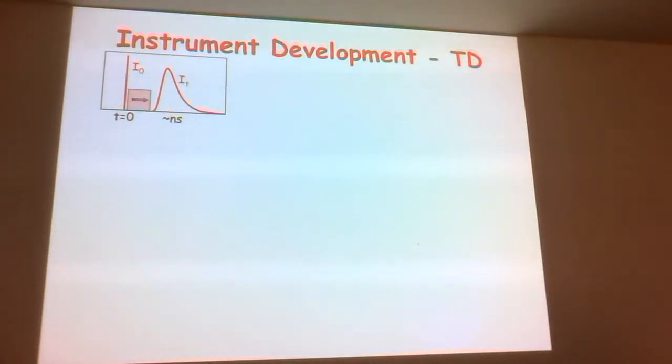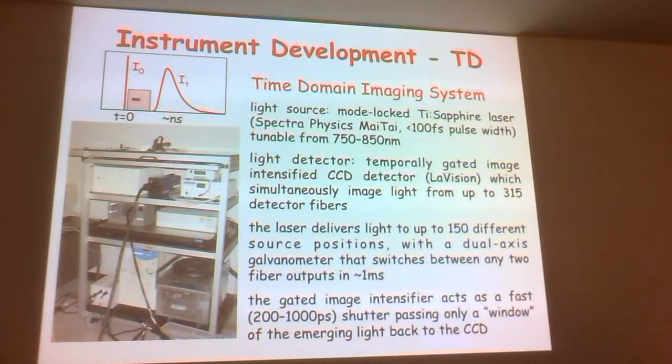We built a system in my lab. It was a time domain imaging system. Instead of using photon counting photomultiplier tubes, we actually used an image intensified CCD camera, and we imaged about 150 different fibers onto the image intensifier. The image intensifier basically acts as a gate. It could be a 300 picosecond temporal gate, so it only measures photons within a 300 picosecond gate. But I can do it with over 100 fibers all in parallel.